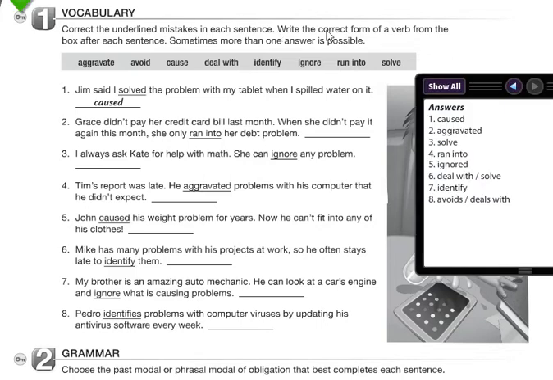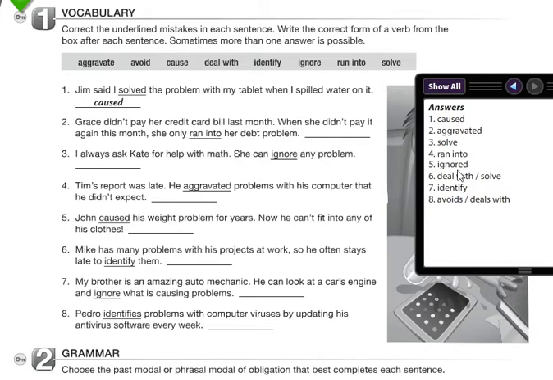So here we go. Number 1, we have cast. That's our answer. Number 2, we have aggravated. Number 3, solve. Number 4, ran into. Number 5, ignore. Number 6, deal with or solve. Number 7, identify. And finally 8, avoids or deals with.